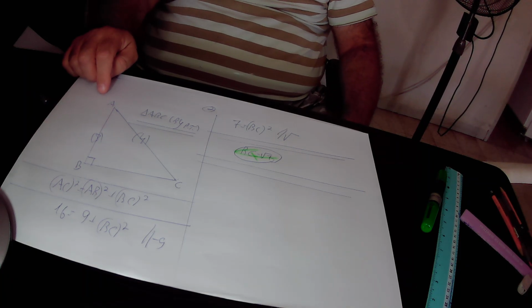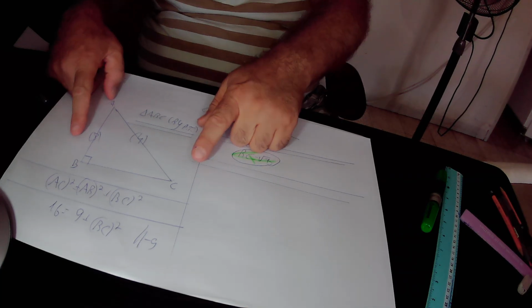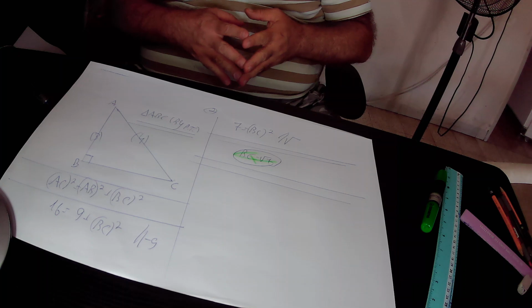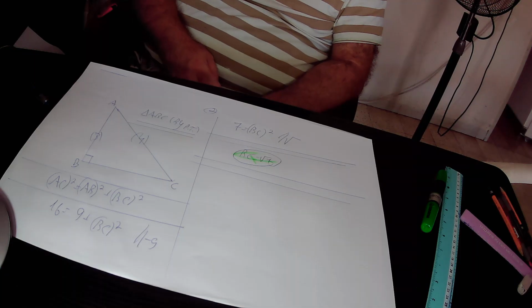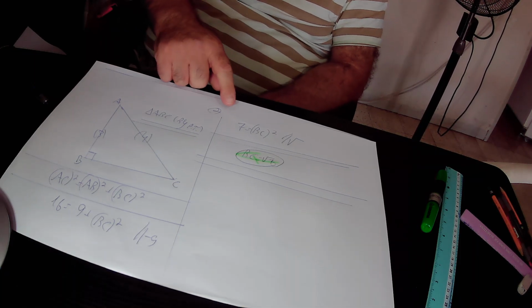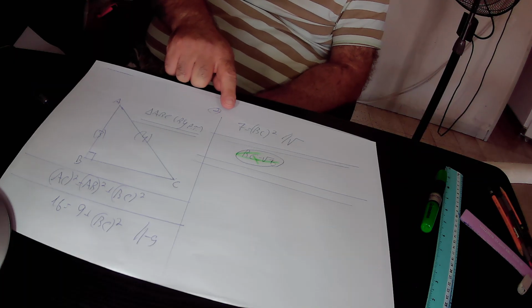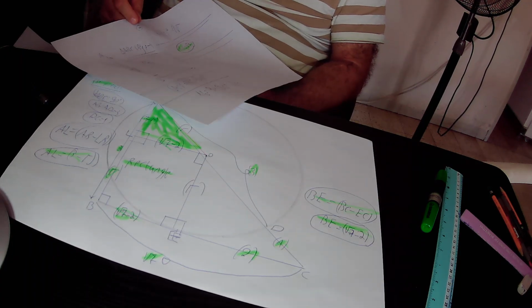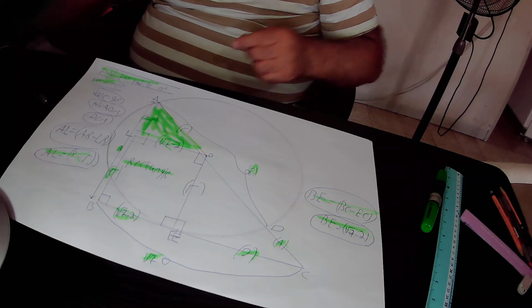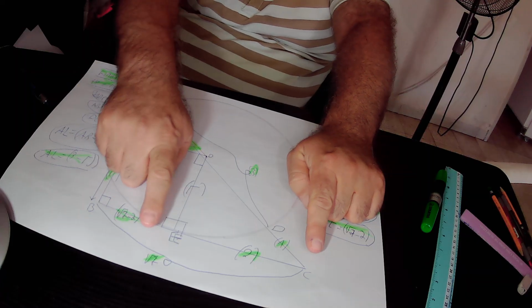AC is 4, therefore AC squared is 16, plus AB squared. AB is 3, therefore AB squared is 9, plus BC squared. BC is the missing side, so leave it as it is. So 16 equals 9 plus BC squared. Subtracting 9, 16 minus 9 is 7, so 7 equals BC squared. Taking the square root, BC equals the square root of 7 units in length.